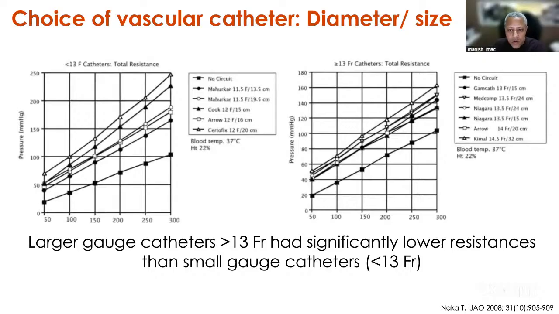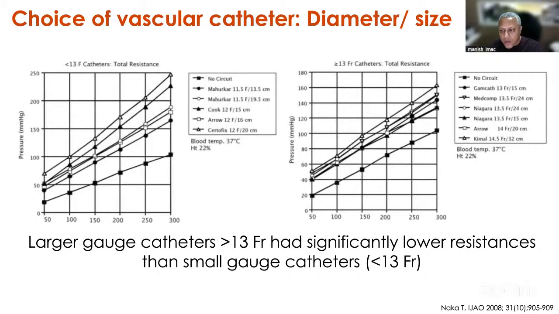And they measured the total resistance of these catheters. That means when they were flowing blood through these catheters, they looked at the pressures or the resistance that they generated. The graphs visually look very similar, but if you look at the y-axis, which is the pressure axis, on the graph on the left, where the catheters were less than 13 French, versus the graph on the right, where catheters were more than 13 French, you will see that for the same blood flow rate, you're generating far less resistance in catheters which are greater than 13 French.